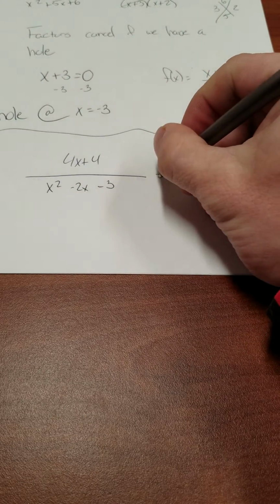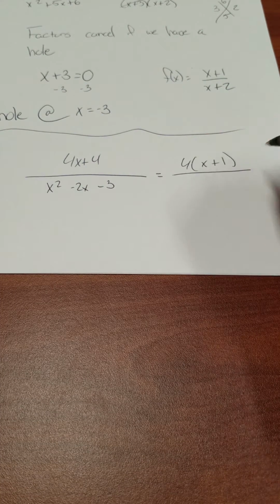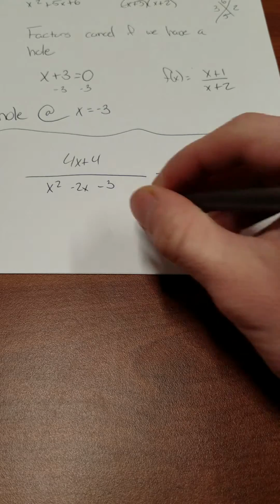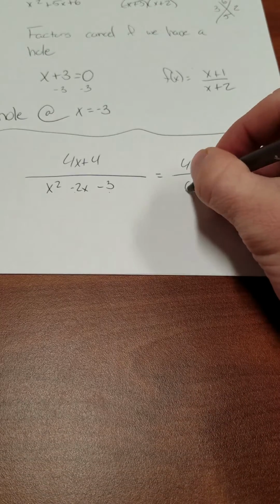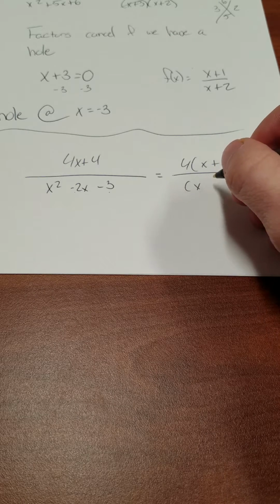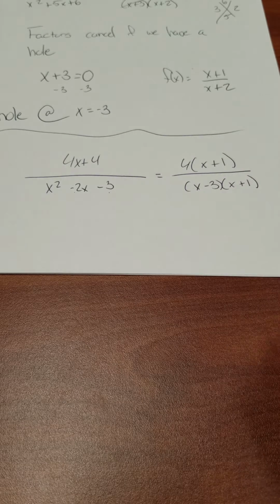All right, hopefully we factored this. The top is going to have a GCF of 4, so we factor it out: 4 times x plus 1. On the bottom, we're looking for something that multiplies to give negative 3 and adds to give negative 2. So we're going to do x minus 3, x plus 1.